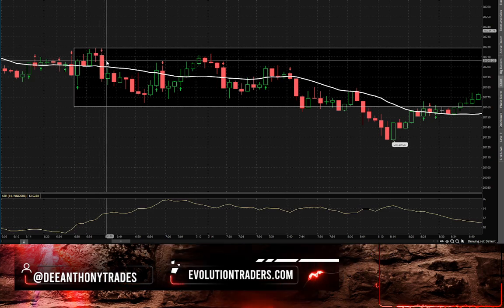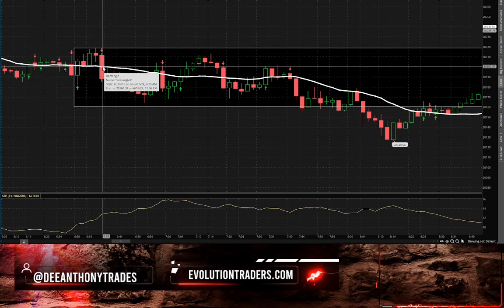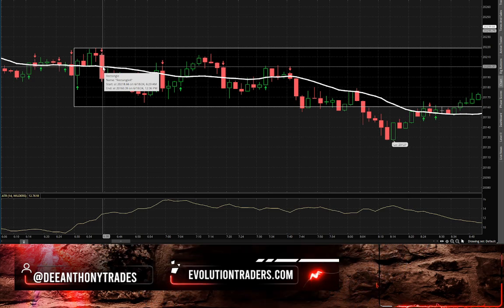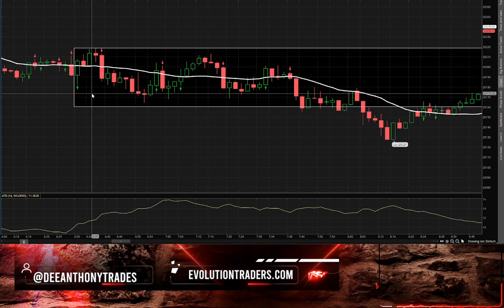Now, the short position. This is a 28-point range candle. Remember what I said about those first 15 minutes, those first 30 minutes of the day. You're going to get big ranges here. So just keep that in mind.